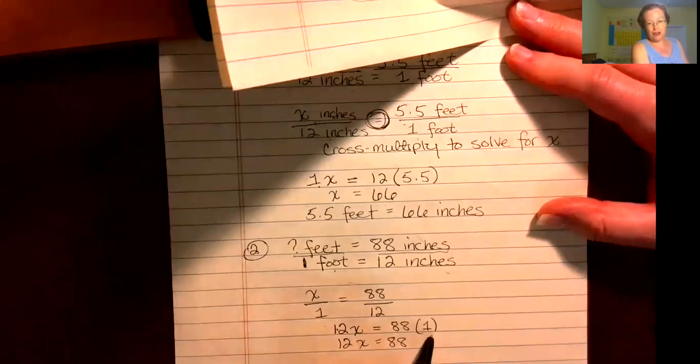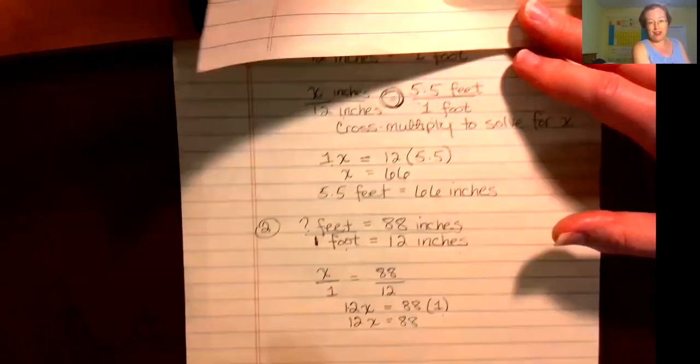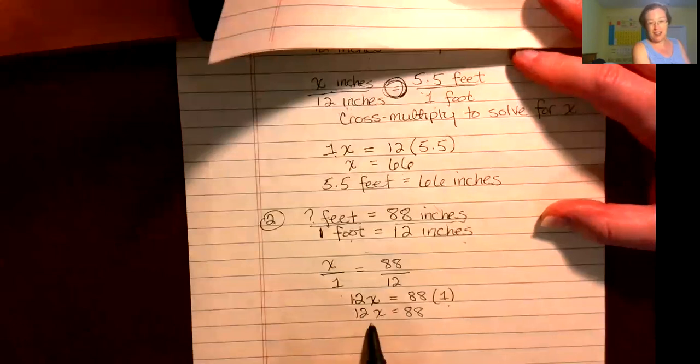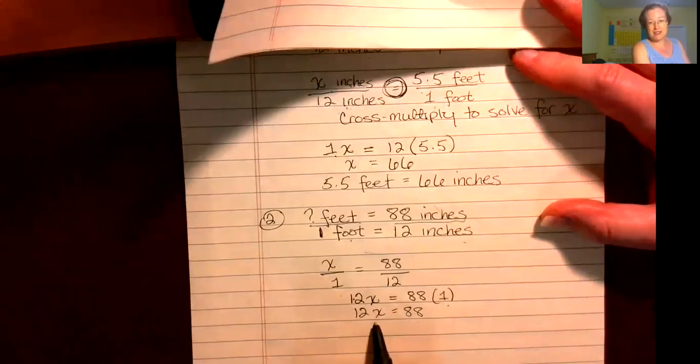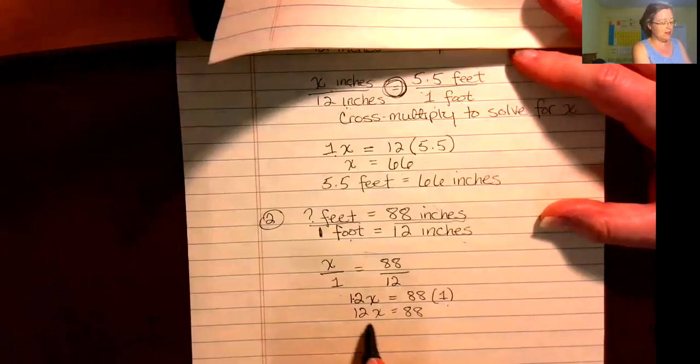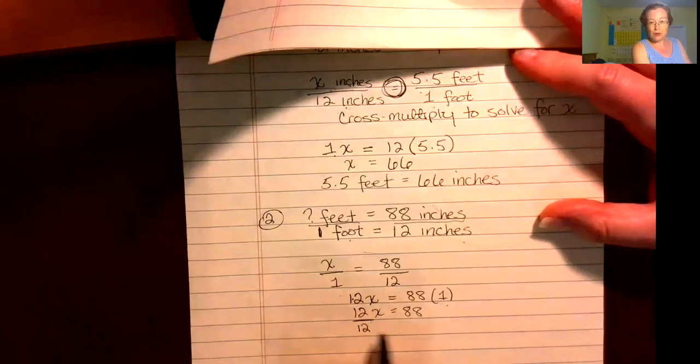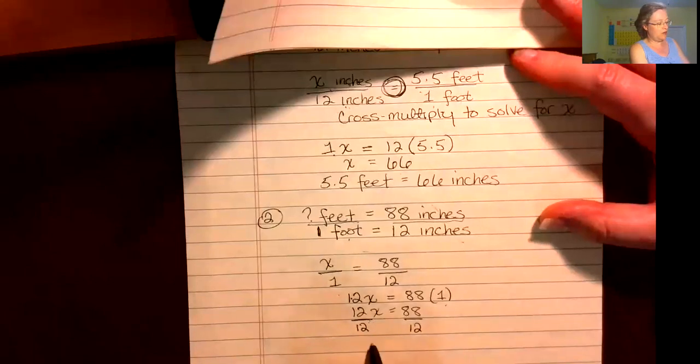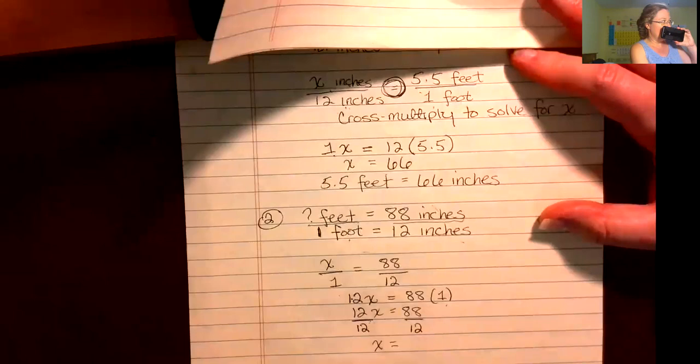All right, so here's where you're careful. Everybody's trying to run away from the x. It doesn't make sense to bring the 88 over here because that's where x is. I want to get rid of the 12. Right now he's multiplied by x, so I'm going to divide both sides by 12. 12 divided by 12 will be 1, so that disappears. And 88 divided by 12, let's find out. Okay, Google, what's 88 divided by 12? 7.333333. So I'll just put 7.33.